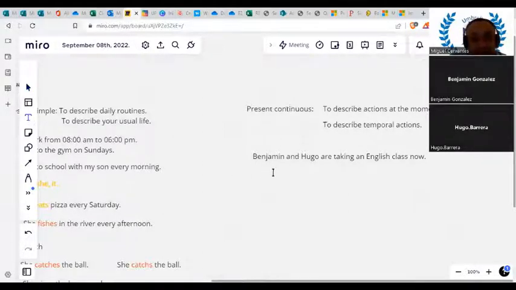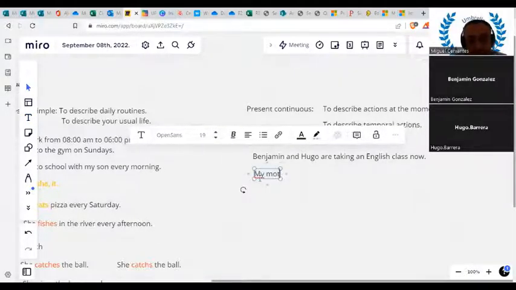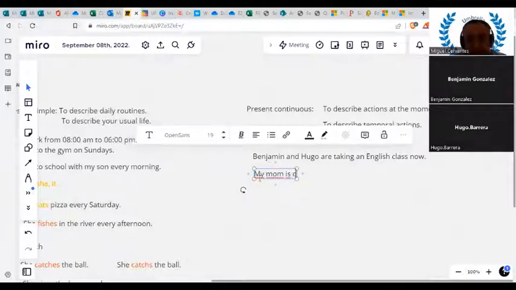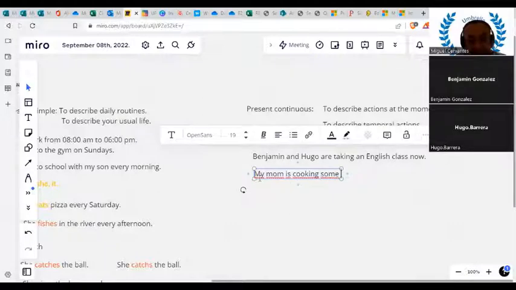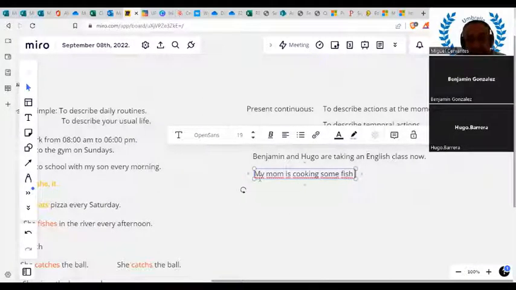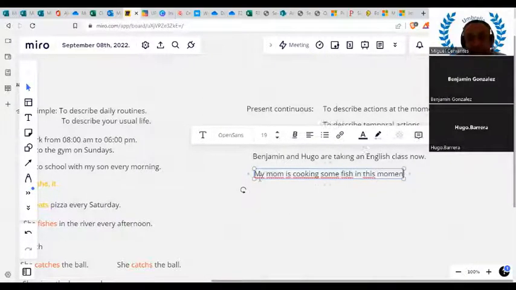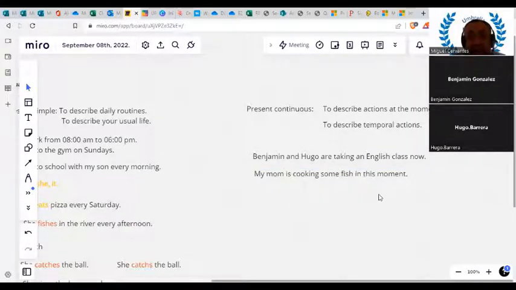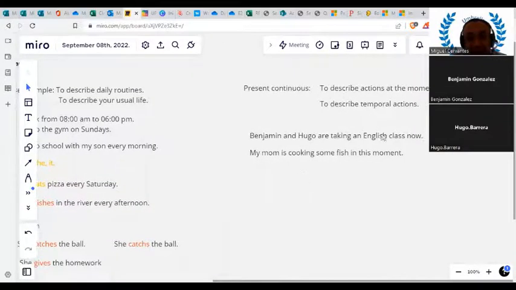My mom is cooking for today. Is cooking, maybe some fish. Remember, in this moment, okay? It's important to say the time marker. Now is a time marker. In this moment is a time marker. Good, my mom is cooking some fish in this moment. Very good, this is to describe actions at the moment of speaking.